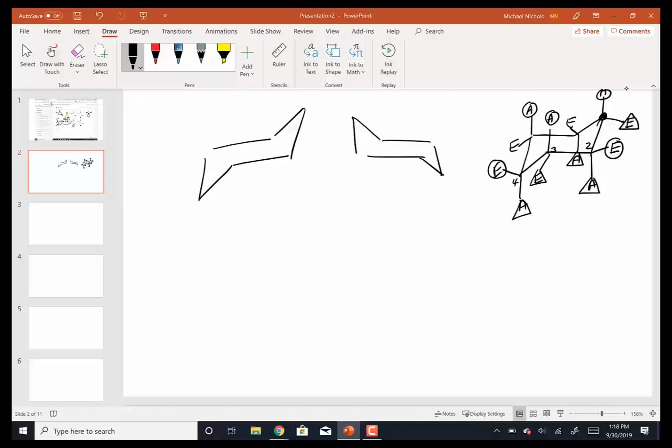And notice that I'm alternating the equatorials between above and below as I move around the ring. For carbon 5, the equatorial is below the plane of the ring, so it gets a triangle. And then finally, this equatorial is above the plane of the ring with carbon 6.